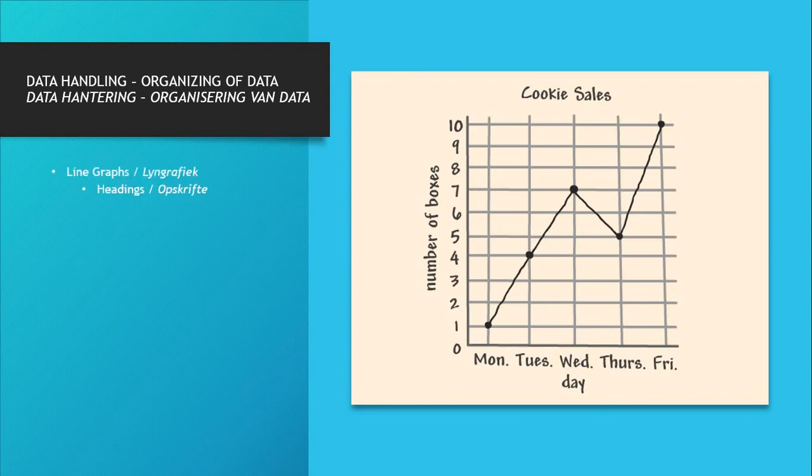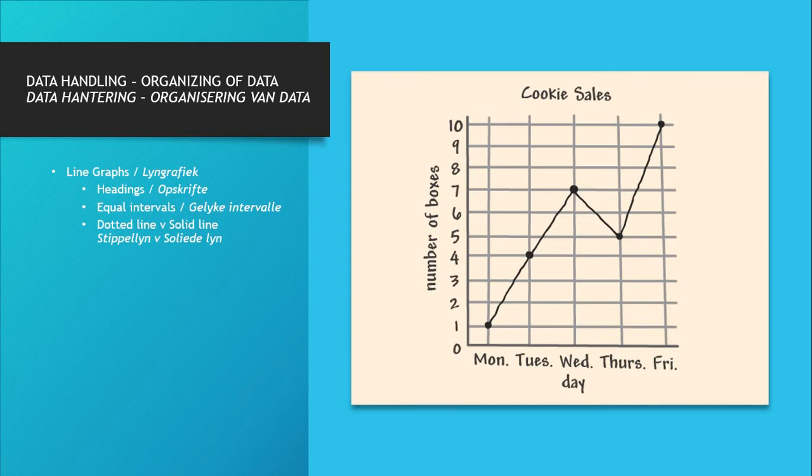For your line graph, it's important to have your headings. You have to have a main heading, the cookie sales. You have to have your y-axis heading, number of boxes, and you need to have your x-axis heading, the days, where I'm going even further and saying this is Monday, Tuesday, Wednesday, Thursday, and Friday. So your heading is very important. Then you need to have equal intervals, 1, 2, 3, 4, 5, 6, 7. They all need to be equal intervals. Otherwise, your graph will be skewed.